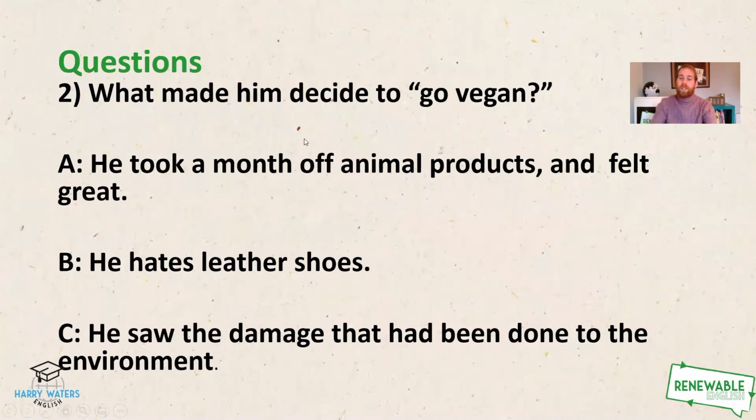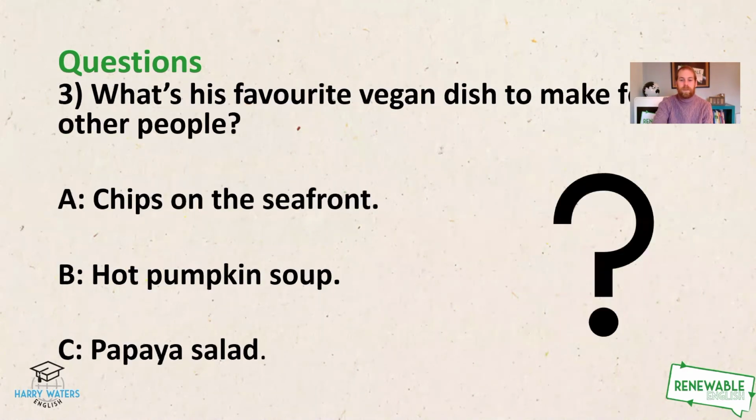What made him decide to go vegan? He took a month off animal products and felt great. He hates leather shoes. He saw the damage that had been done to the environment. Question 3. What's his favorite vegan dish to make for other people? Is it chips on the seafront, hot pumpkin soup, or papaya salad?